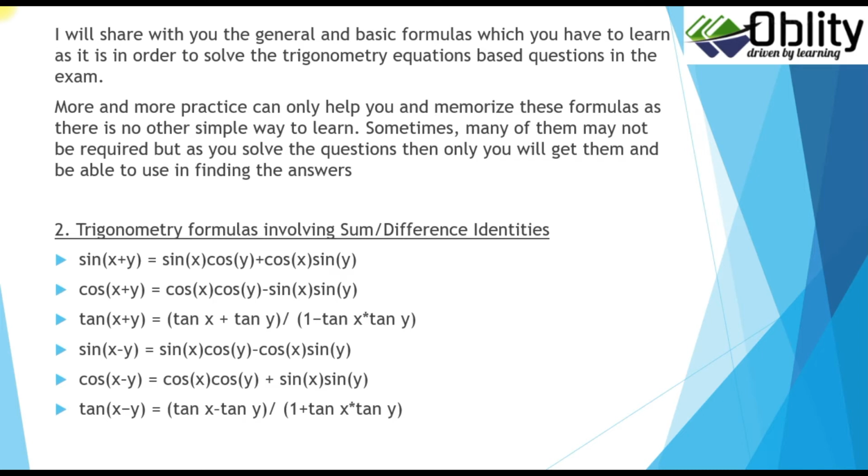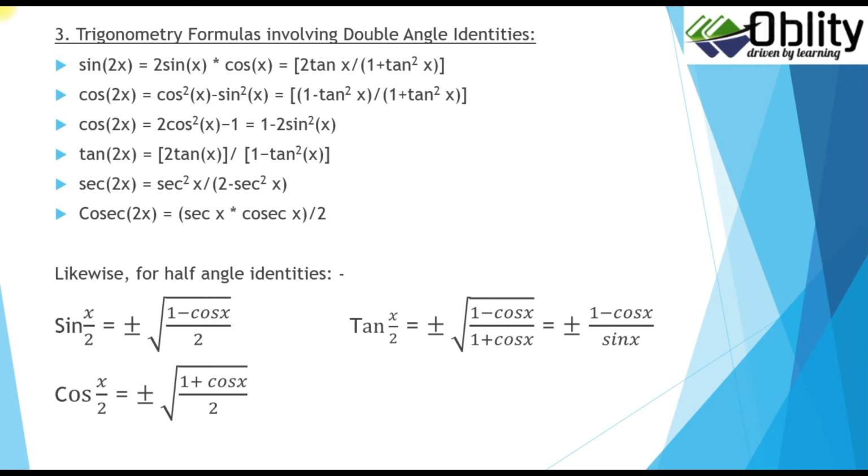Sin(x − y) is equal to sin x cos y minus cos x sin y. Cos(x − y) is equal to cos x cos y plus sin x sin y. Tan(x − y) is equal to tan x minus tan y, divided by 1 plus tan x multiplied by tan y. 3. Trigonometry formulas involving double angle identities.